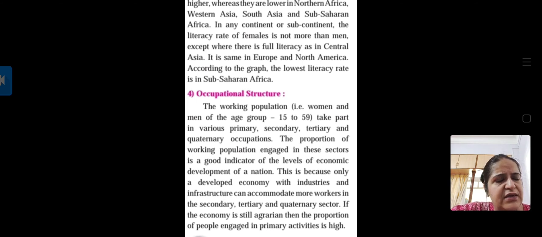It tells us that a lot of people can be accommodated in factories and industries only if the government policies of that particular state are viable and comfortable to have those people employed and get those benefits. So it can accommodate at all levels: secondary, tertiary, manufacturing units, service sector, quaternary sector. If the economy is still agrarian, then the proportion of people engaged in primary activities is high. An agrarian society is an agricultural society. So primary activity, basic activity, farming, is related to agriculture. So it will remain high.